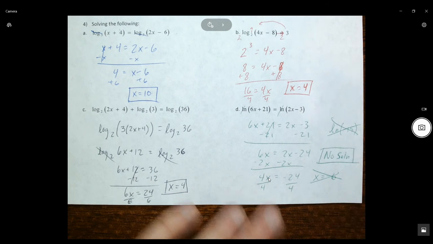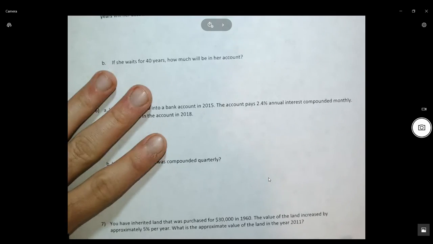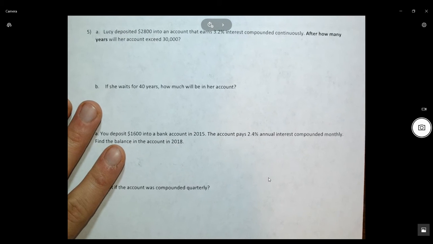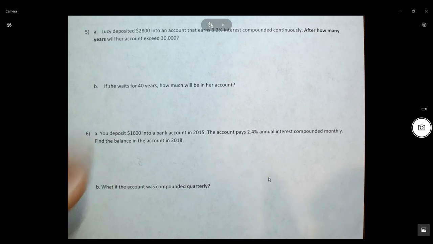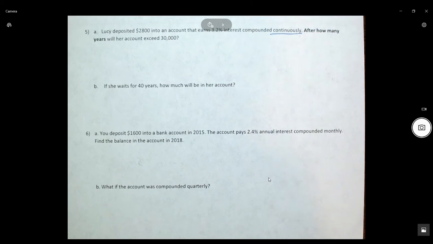Okay, moving on to the back. This is where these equations will come into play that we went over at the beginning of the video. All right, number 5, Lucy deposited $2,800 to an account that earns 3.2% interest, compounded continuously. There's our keyword, continuously. After how many years will their account exceed $30,000?